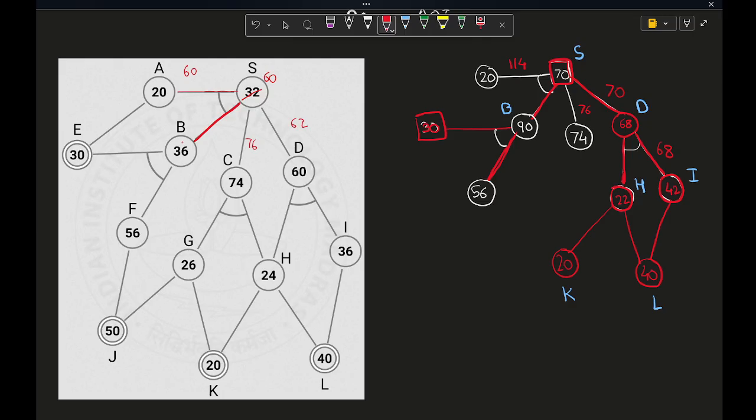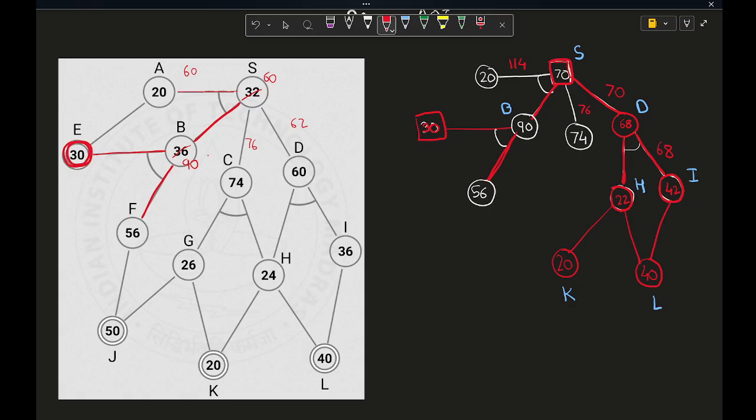Now we are expanding this, and here we see that there's only one possibility, and that is this. This is an AND node, okay? So 30 plus 56, that is 86, plus 4, 90. So this cost is 90. So this updates to 90, correct? This gets added, this gets added, correct? And this is already solved.